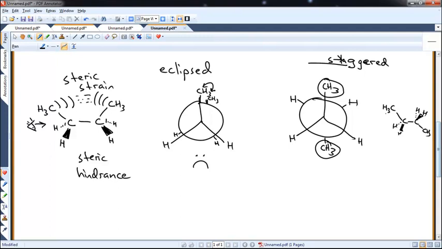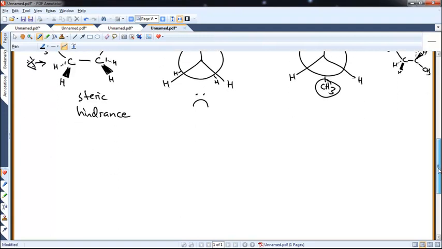If you have a model kit, go ahead and make this structure, and just note how close in space these methyl groups are to each other. They're not touching each other just yet because the bond angles kind of point them away from each other, but they're damn close compared to this one. That's the only thing I want to mention about that.